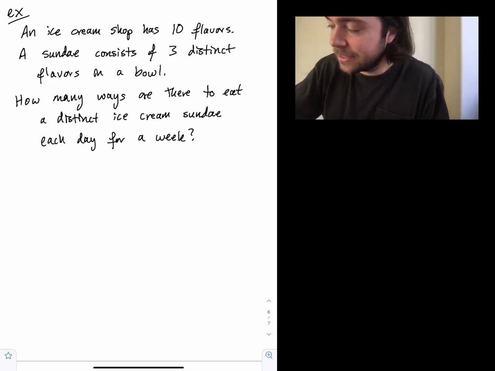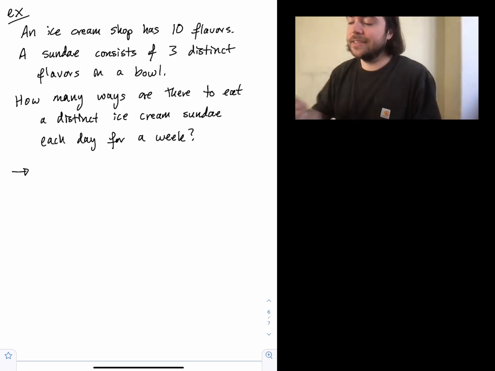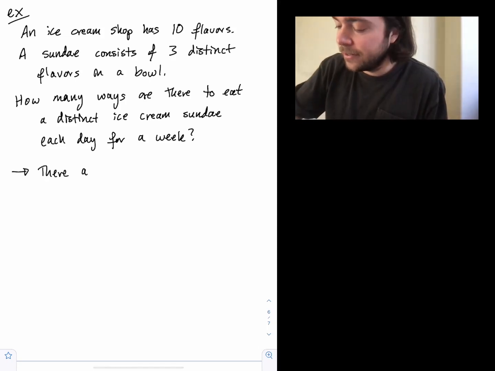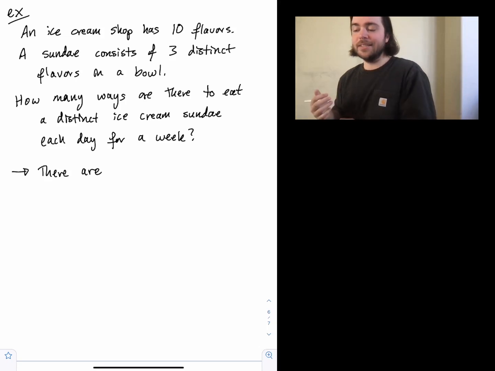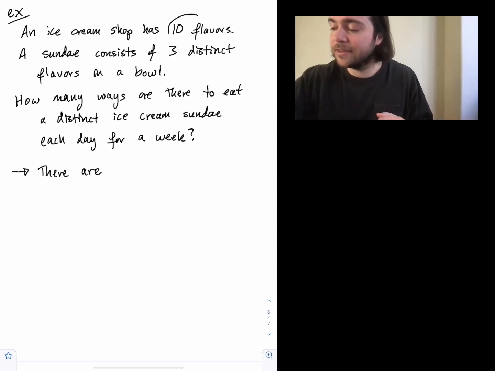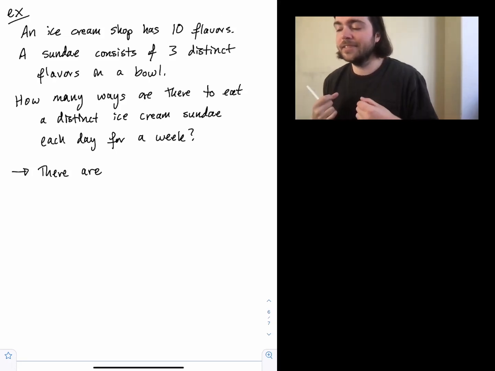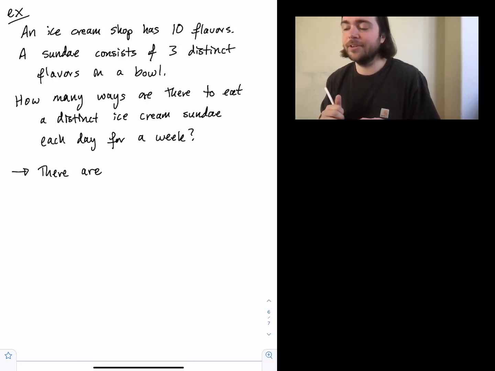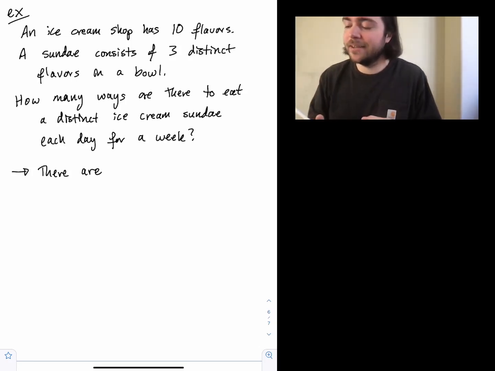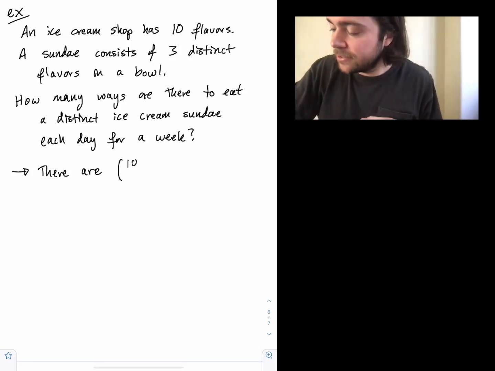Okay, so let's take this in steps. First of all, let's try and figure out how many different sundaes there are. Each sundae is pretty much just a subset of size 3 from this set of size 10, the 10 different flavors. Any subset of size 3 gives us a different ice cream sundae. All the flavors just go in a bowl. Obviously, we don't care about which order. Okay, so how many different sundaes are there? Since we don't care about the order in the bowl, we just care about the subset of size 3 of the flavors that are picked. That's just 10 choose 3. There are 10 choose 3 different sundaes.